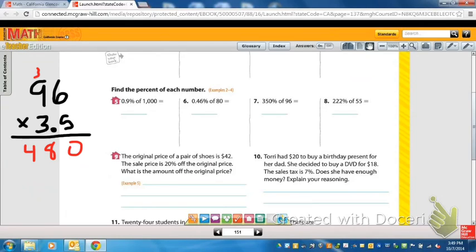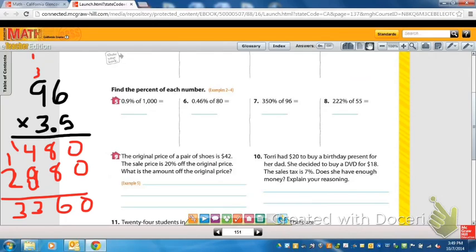So 96 times 5 is 480. Add my 0. 6 times 3 is 18. 9 times 3 is 27, plus 1 is 28. So 16. 3,360. Move my decimal 1 place to the left, and I have 336 for number 7.